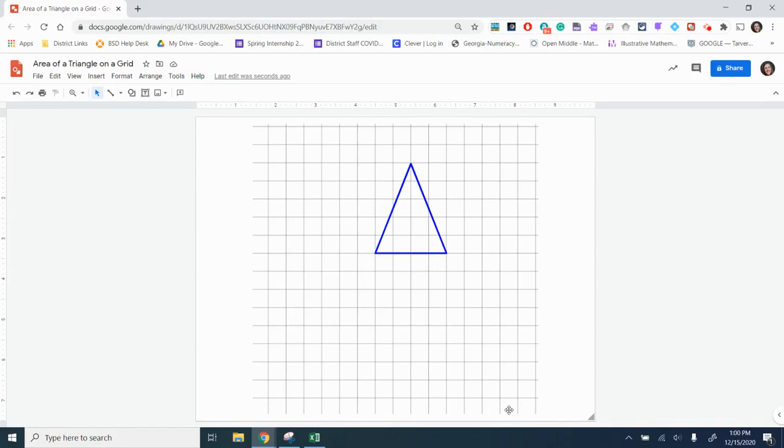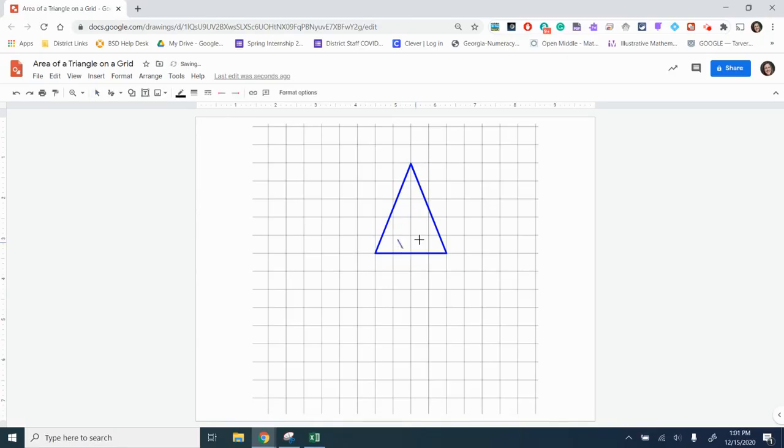Let's take a look at finding the area of a non-right triangle on a grid. What are some things we might be able to do here to figure out the area? Well, you could start by counting up the number of complete square units that you see, and then attempting to piece together any partial square units to get to an estimate. So that is a possibility.